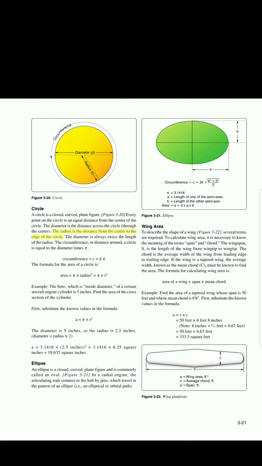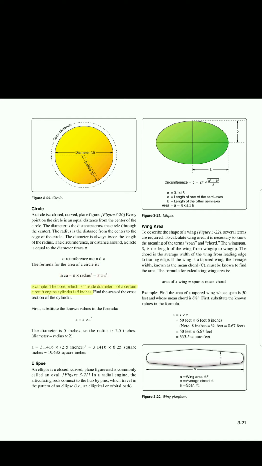The radius is the distance from the center to the edge of the circle. The diameter is always twice the length of the radius. The circumference, or distance around a circle, is equal to the diameter times pi. Circumference: C equals d pi. The formula for the area of a circle is area equals pi times radius squared, equals pi r squared.